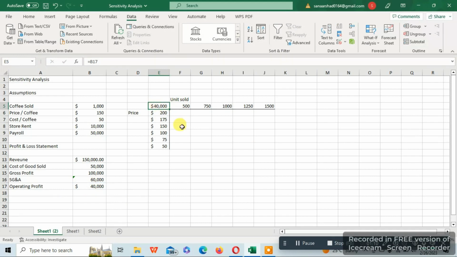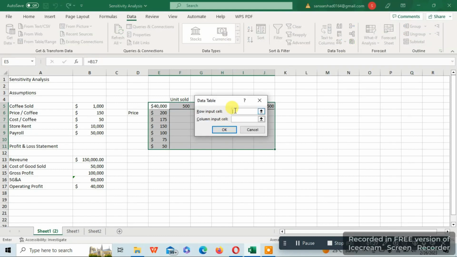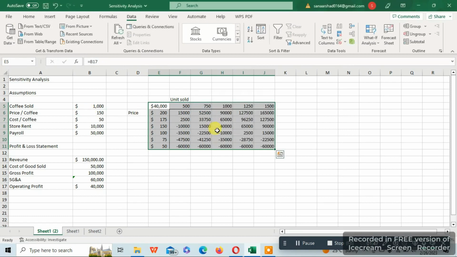After that we will use Microsoft Excel's what-if analysis. On the data tab, here is what-if analysis, and we will click on data table, and then we will put the row cell, that is the units sold, and for the column cell we will put the price, right? And click OK. So here are the results.